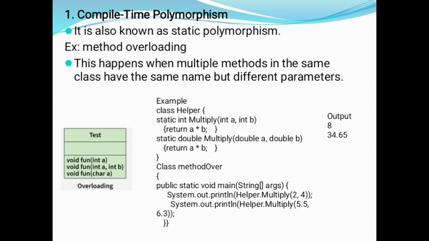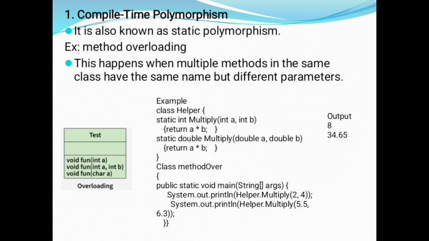First one is compile time polymorphism. Compile time polymorphism means the decision over which method will be called is made during the compilation. This is called compile time polymorphism. It is also known as static polymorphism. An example of compile time polymorphism is method overloading.